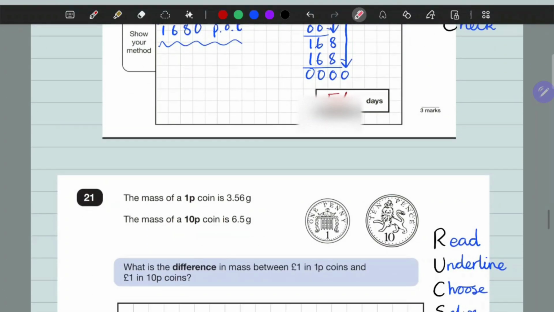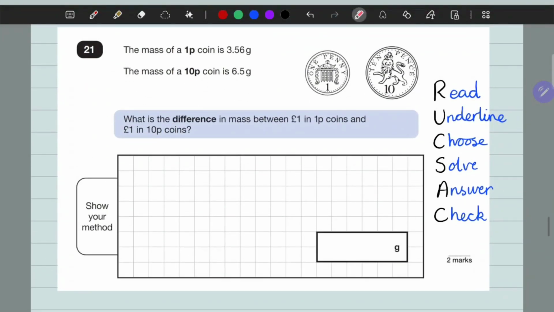Moving on to our third and final question for today. I think this one is much easier than it actually looks. They've got it quite complicated here, throwing in some pictures, having a couple of different forms of currency, and trying to make it a big worded problem. But really, the maths in this is quite simple. Now again, read the question, underline the important bits, choose what you need to do, solve it, find out the final answer, and check it.